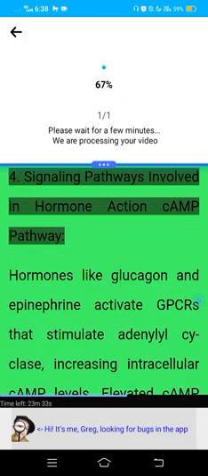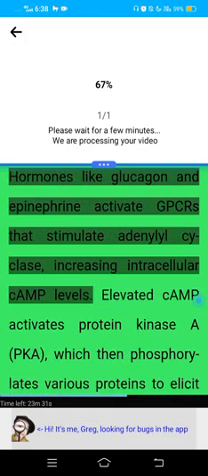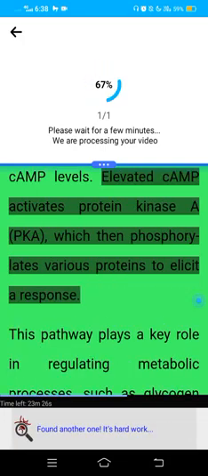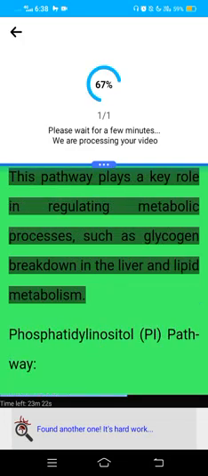4. Signaling pathways involved in hormone action. cAMP pathway. Hormones like glucagon and epinephrine activate GPCRs that stimulate adenylyl cyclase, increasing intracellular cAMP levels. Elevated cAMP activates protein kinase A, PKA, which then phosphorylates various proteins to elicit a response. This pathway plays a key role in regulating metabolic processes, such as glycogen breakdown in the liver and lipid metabolism.